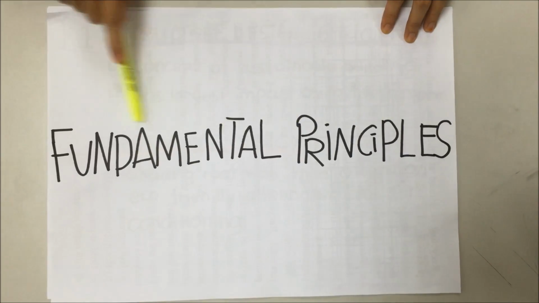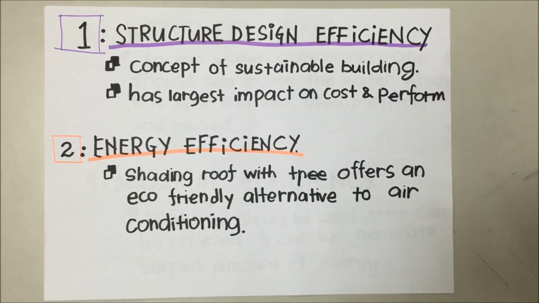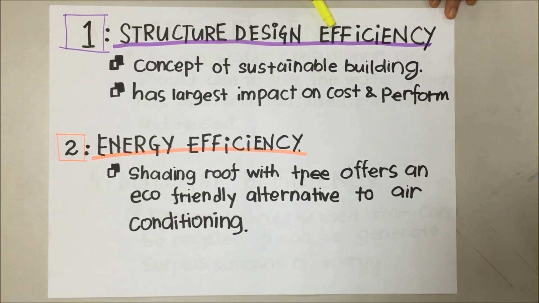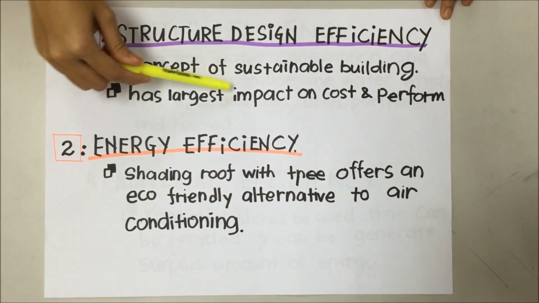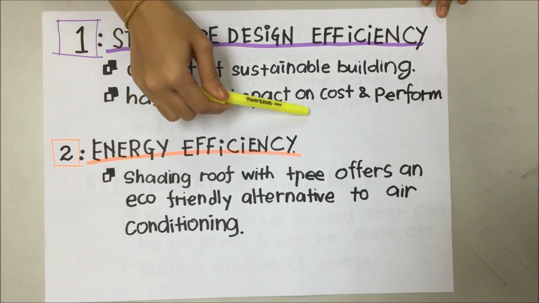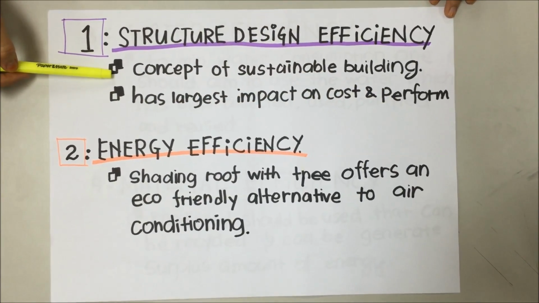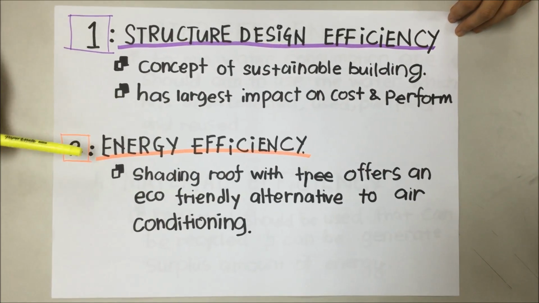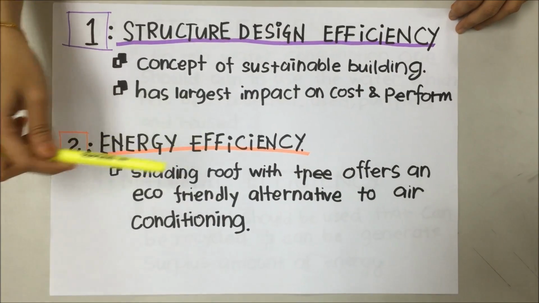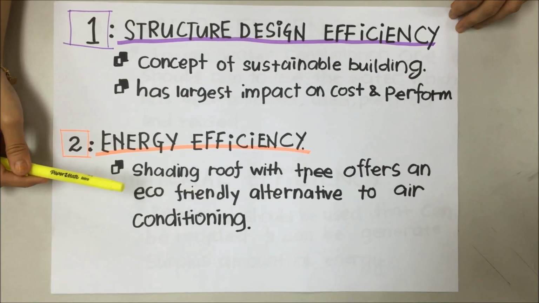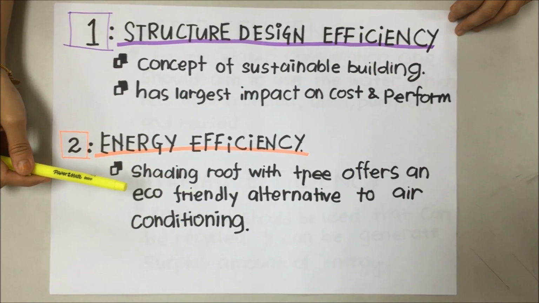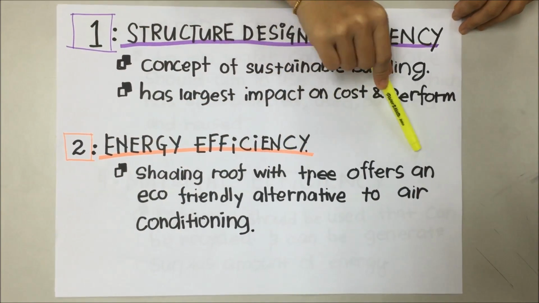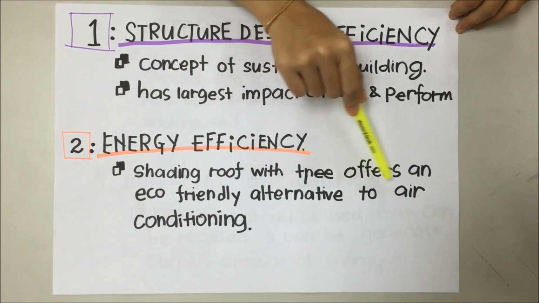Fundamental principles. First fundamental principle is structure design efficiency. It is the concept of the sustainable building that has the largest impact on cost and performance. It aims to minimize the environmental impact associated with all life cycles. Second, energy efficiency. The layout of the construction can be strategized so that the natural light pours in for additional warmth. Shading the roof with a tree offers an eco-friendly alternative to air conditioning.